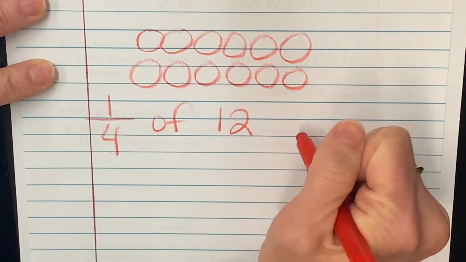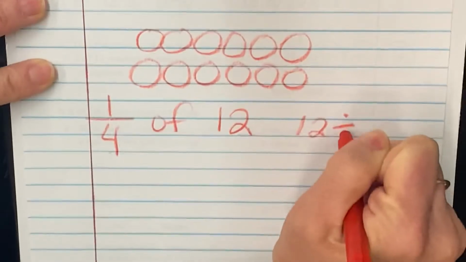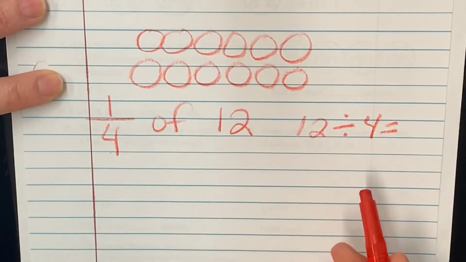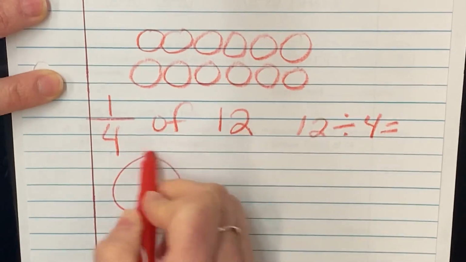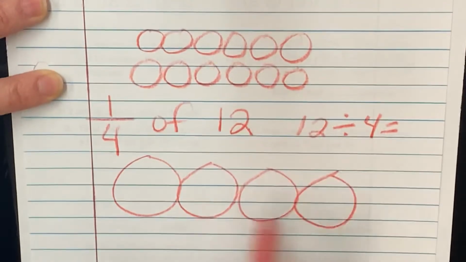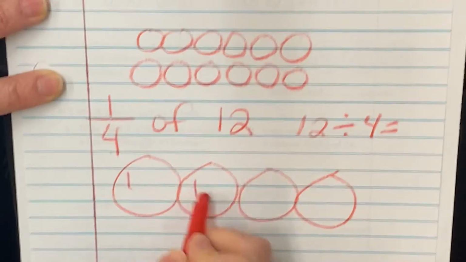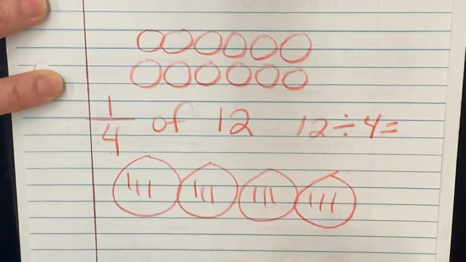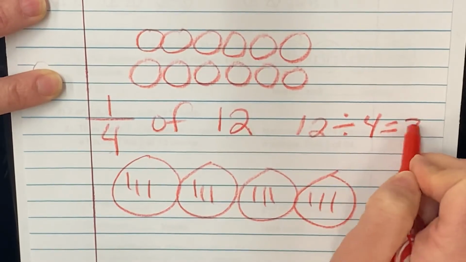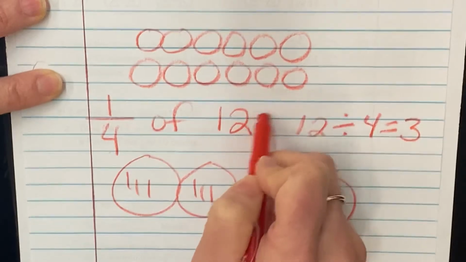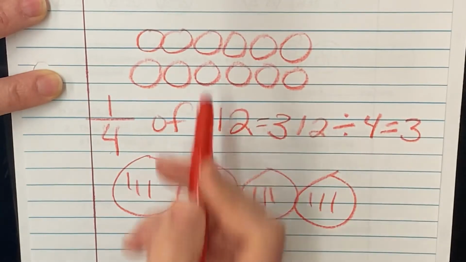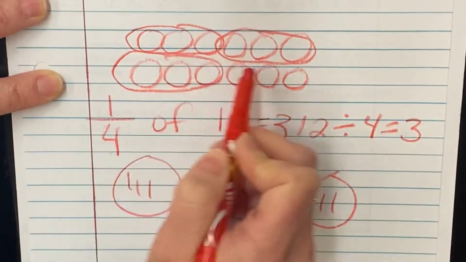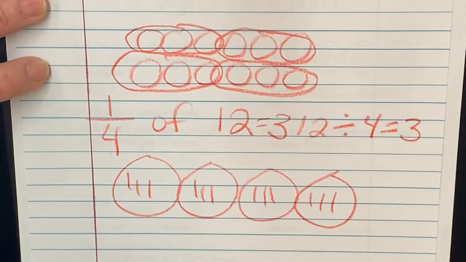So if you already know 12 divided by 4, then you can easily get this answer. But we're going to pretend like we don't. You're going to draw 4 groups, and you're going to take 12 and divide it up until you run out of 12. 4, 5, 6, 7, 8, 9, 10, 11, 12. 3. 12 divided by 4 is 3. So 1/4 of 12 equals 3. So you could go back up here and circle 3. And in the end, you will end up with 4 equal groups.